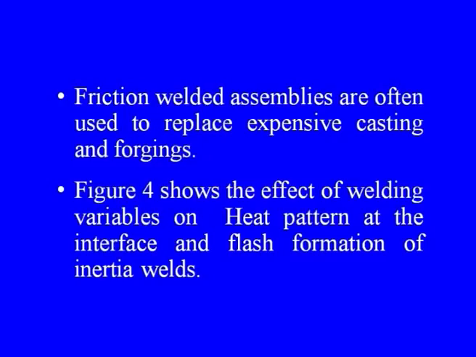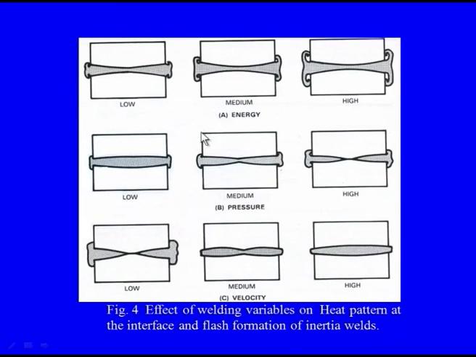The next figure shows the effect of welding variables on heat pattern at the interface and flash formation of inertia welds. So, this figure is on the screen. This is where low energy, medium and high energy are being used. If we use high energy, a high amount of flashes will be produced as a result of this process. Medium energy means considerably less, and at low energy there will be minimal flashes. The higher the size of the flashes, the choice of the corresponding processes to remove these flashes will be different, as we have already seen.